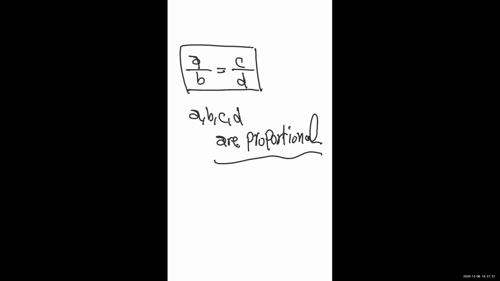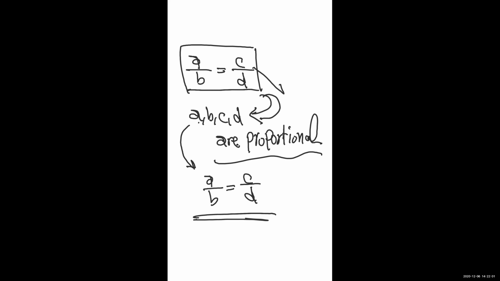Okay, then the proportion is the equality of two ratios or more, like A over B equals C over D. So if A over B equals C over D, this means A and B and C and D are proportional. And if A, B, C and D are proportional, this means A over B equals C over D. Okay?